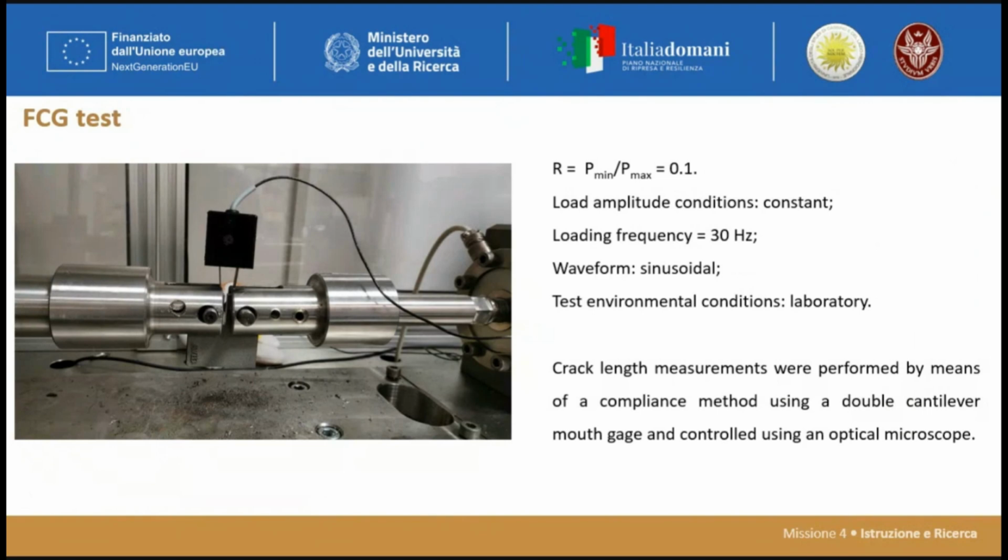The crack length was evaluated by adopting a compliance method. This means that we evaluated the opening of the edge, so the crack opening displacement, using a double cantilever mount gauge, and then by using some relations based on the stiffness of the material, we were able to calculate the length of the crack. Obviously, we validated this method, we controlled the results by using a traditional method based on the use of a microscope.